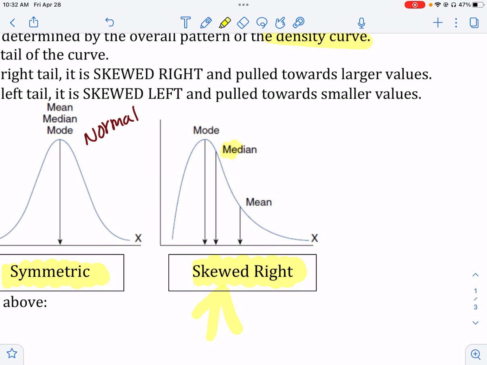I like to think about your median kind of telling you where most data falls. And we know the mode is what data point shows up the most. So that's always going to be your peak because it's what's showing up the most.